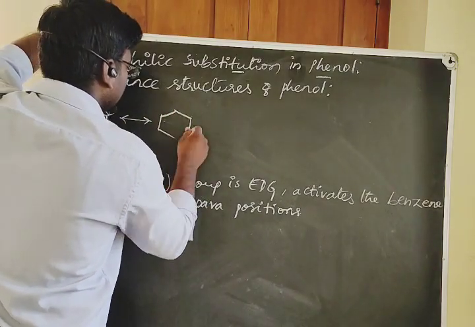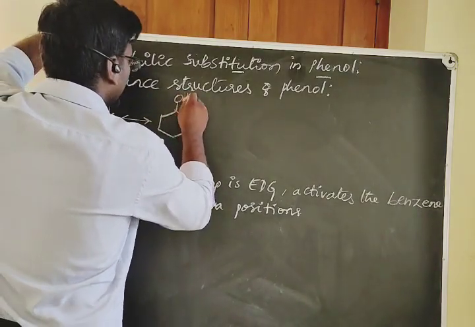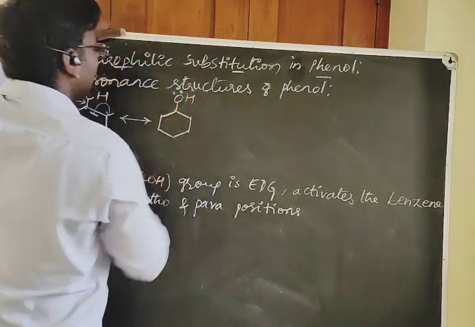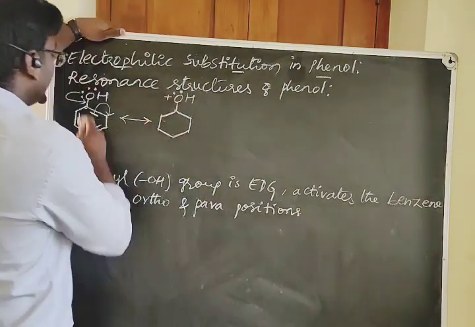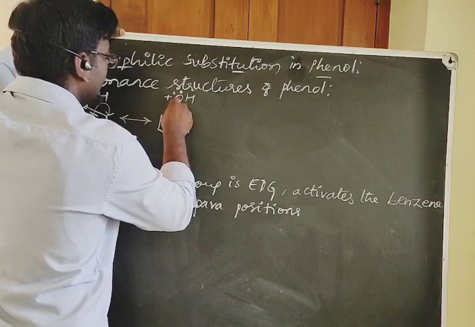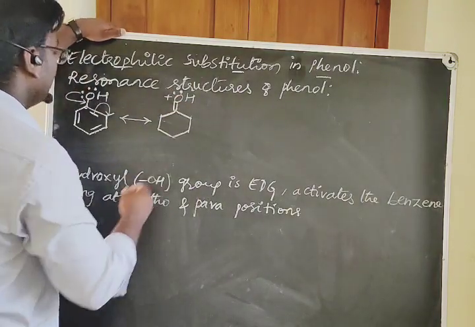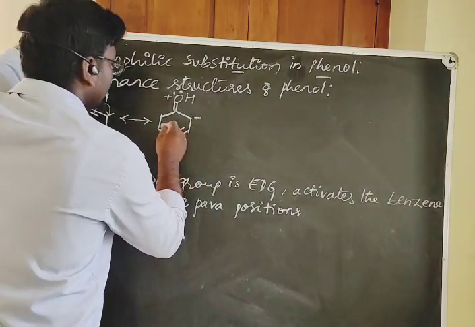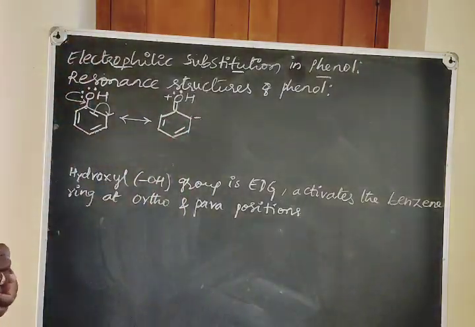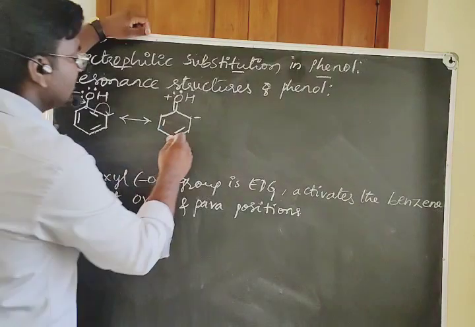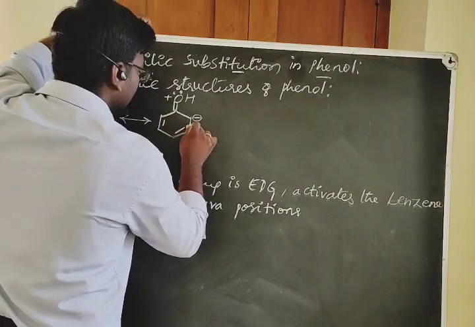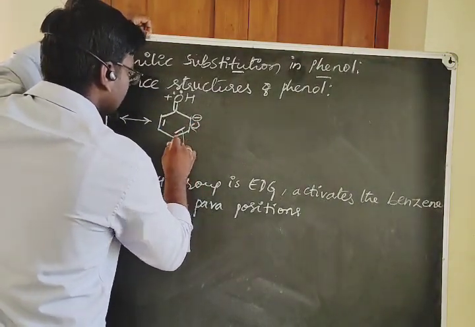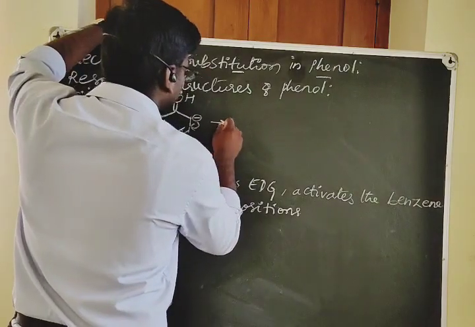Here we have one OH with one lone pair of electrons, and it has another lone pair, and it has become a pi bond here. And it is becoming a negative charge at this carbon, and these pi bonds are not disturbed. It is unstable. That is why it jumps to this position.